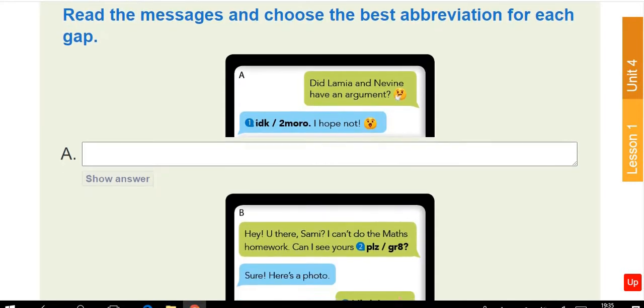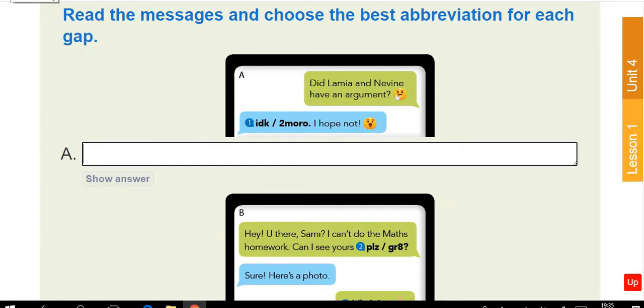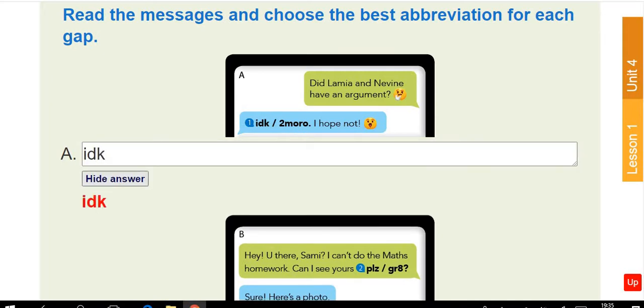For example, did Lanya and Devin have an argument? And we have two options here. Okay, I hope not. Okay, so what are we going to write? Yes, it's I, D, K, which means I don't know. Okay, yes.